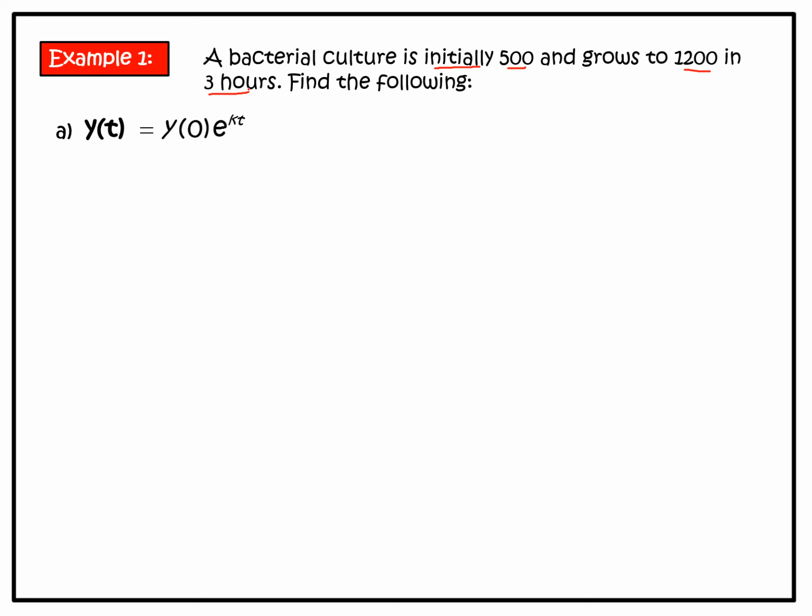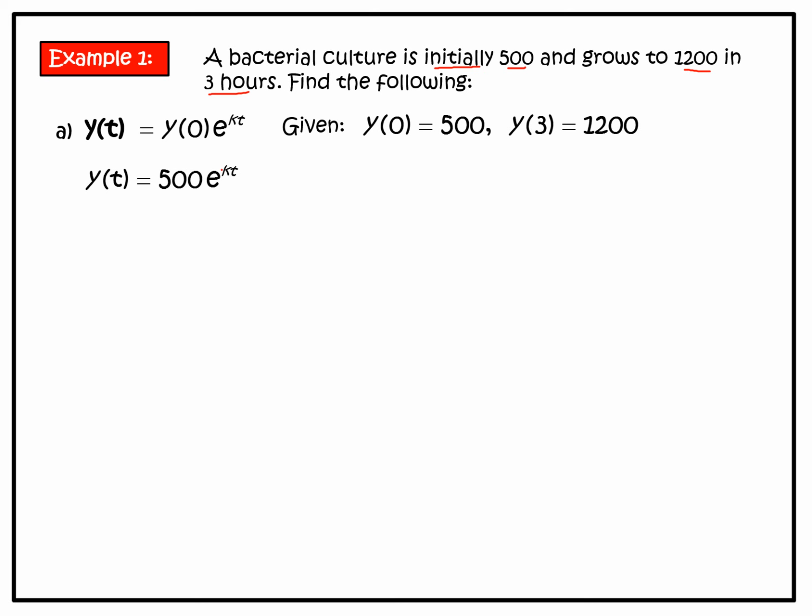So we are given that y of 0 is 500 and y of 3 is 1200. So the y of 0 equals 500, that's just the constant out here in front. So that lets us update that equation to 500 e to the kt. And then your second condition, that's going to give your constant.